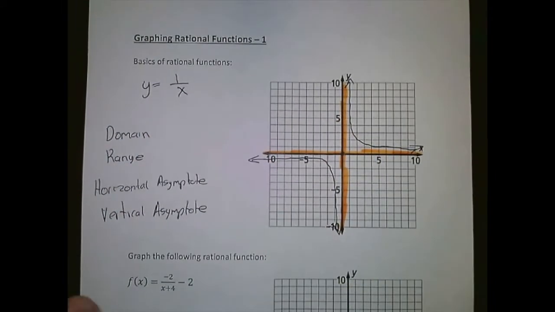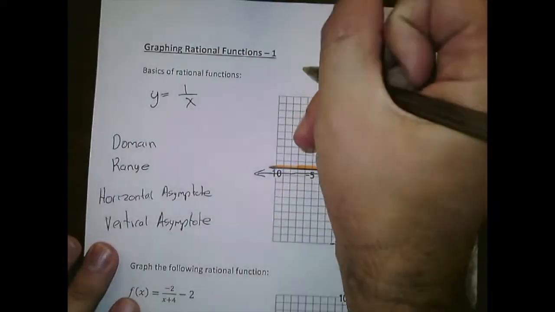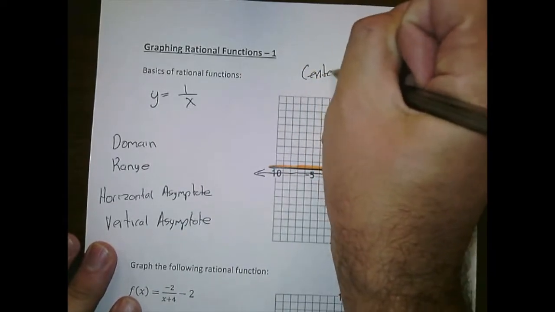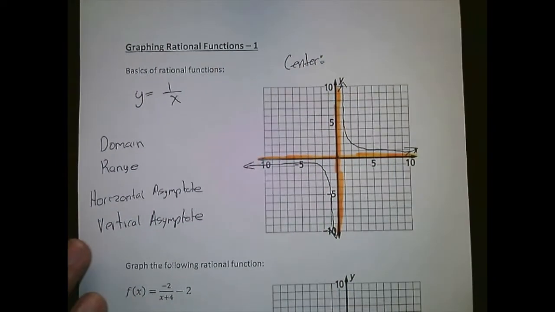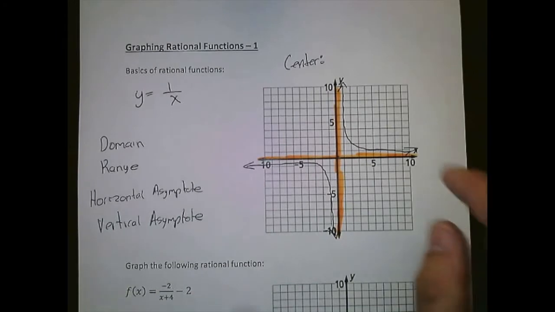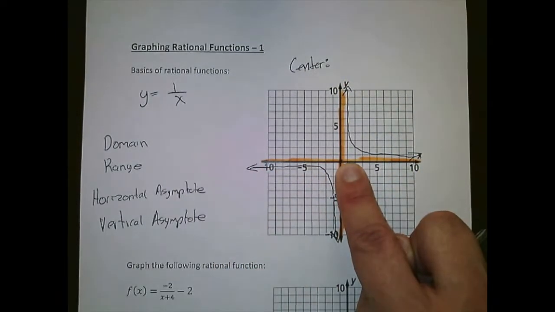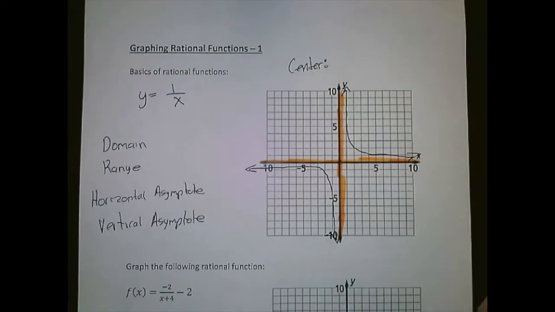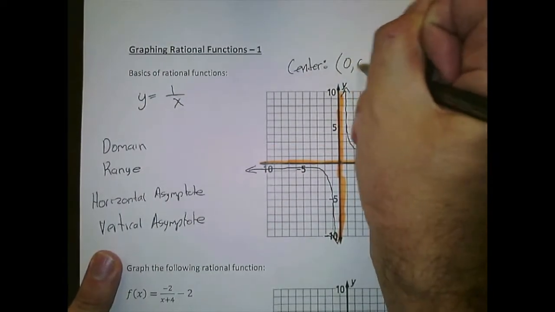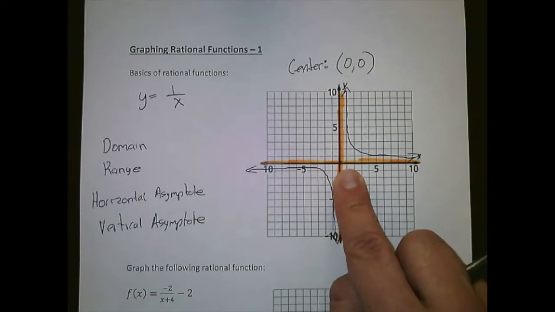Another point that's super important here, it doesn't really have a full mathematical term, but it's something I point out, is where the center is. If you look at it, you've got a branch up here, a branch down here, and there's a center point that everything is focused around, and currently it's at 0, 0. Now here's why that center point is important.